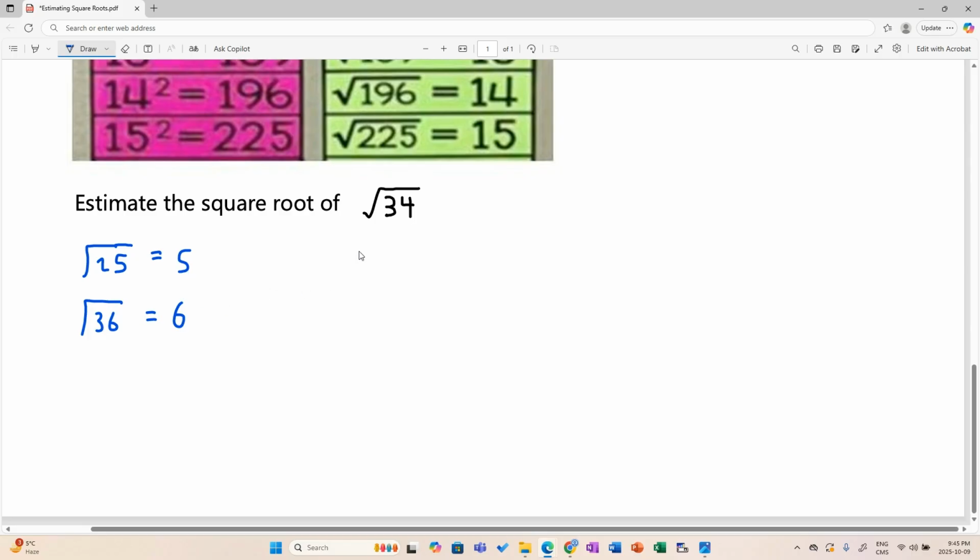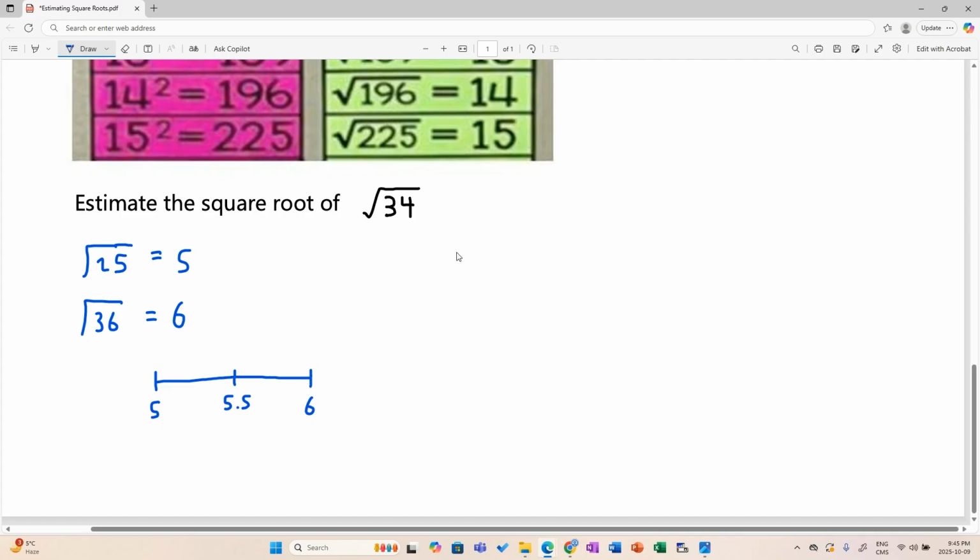Now, I also know that the square root of 34 is closer to 36 than it is to 25. So if I were to have a number line where one end is 5 and one end is 6 and in the middle is 5.5, my answer must be within this region here. So it must be between 5.5 and 6.